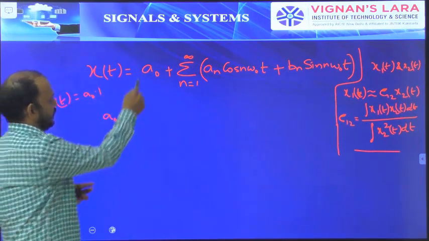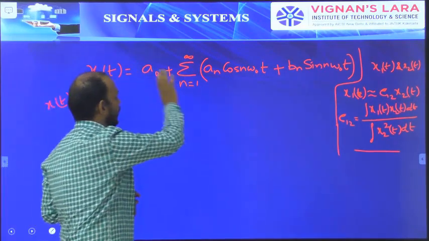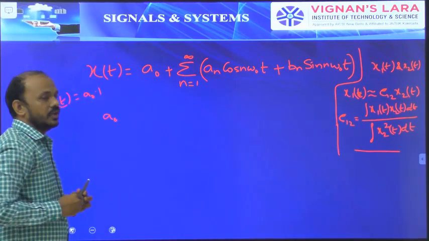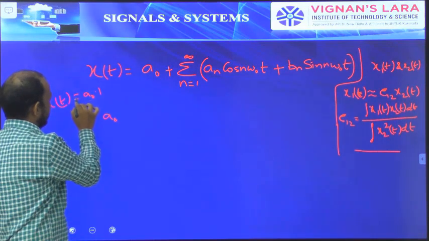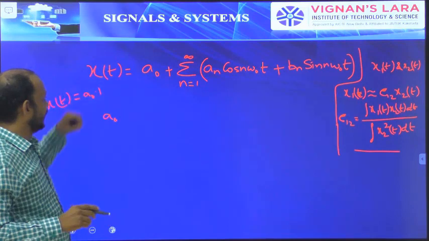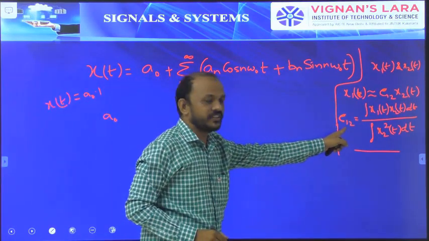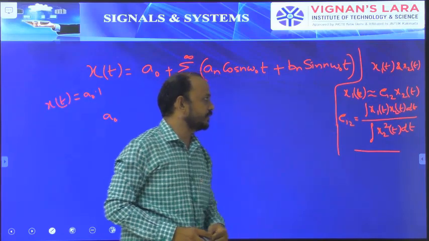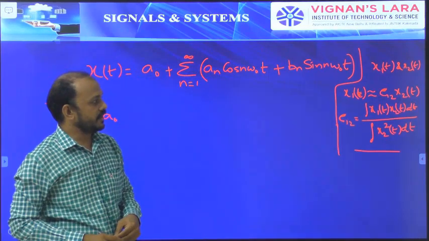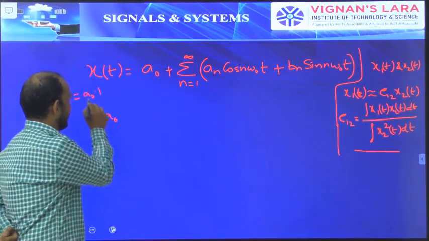So I am considering this one because I have to find out the value of a0 only. So I am leaving these two and considering x of t is approximately equal to a0 into 1. x of t is the first signal and 1 is the second signal. So I need the constant c12. Now what is the formula for c12? c12 is integral x1 of t, x2 of t dt by integral x2 square of t dt over the given intervals. The same way, here I need the a0.